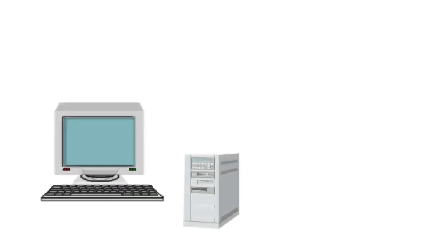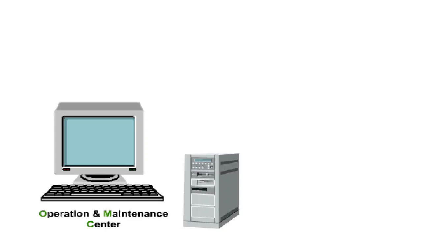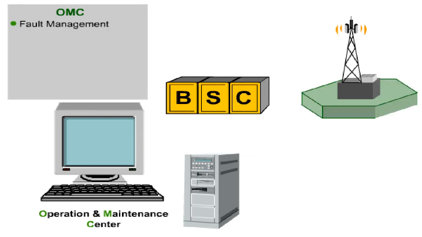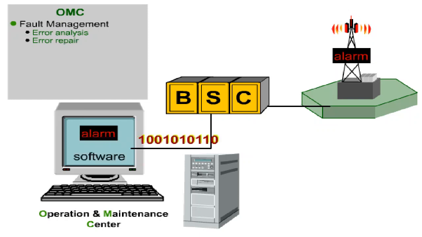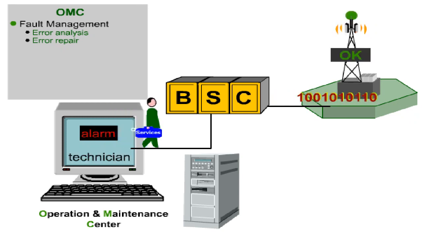The GSM network is monitored and controlled from a central point. This is the Operation and Maintenance Center, OMC. The OMC has the following tasks. The Fault Management System analyzes alarms from the BSS elements. When faults occur, they're eliminated when necessary via software command or in situ by technicians.